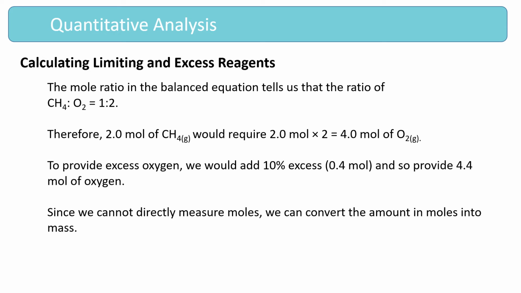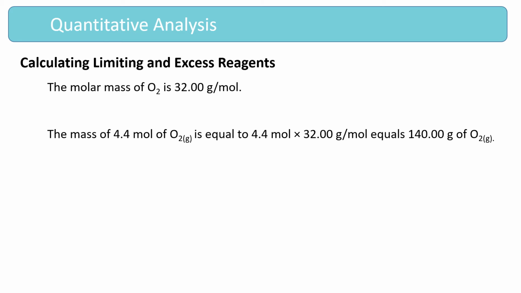Since we cannot directly measure moles, we can convert the amount in moles into a mass. The molar mass of O2 is 32 grams per mole. The mass of 4.4 mole of O2 then would equal 4.4 times 32.0 grams per mole to equal 140 grams of O2.